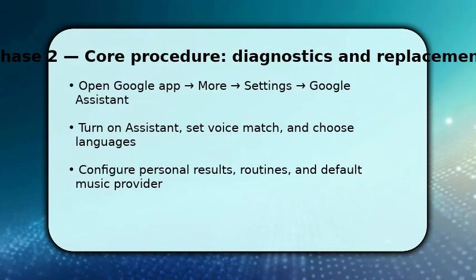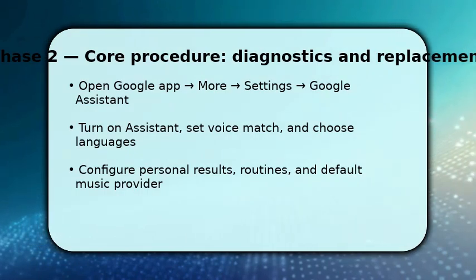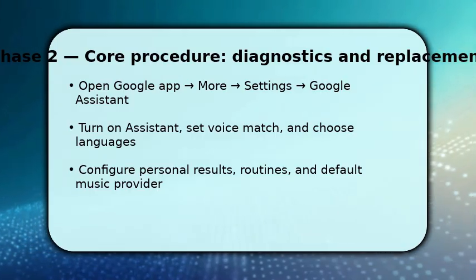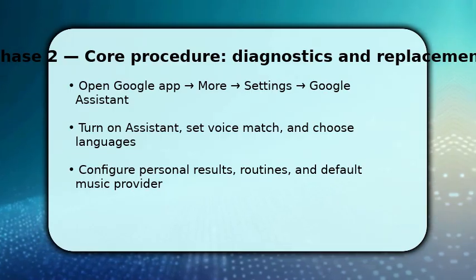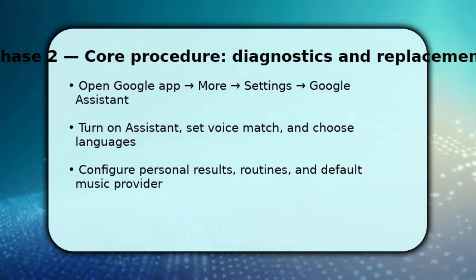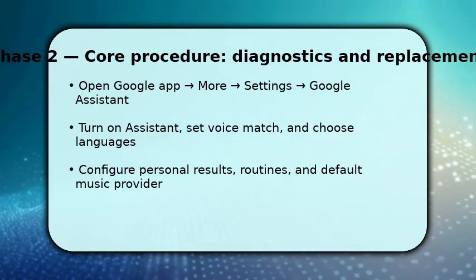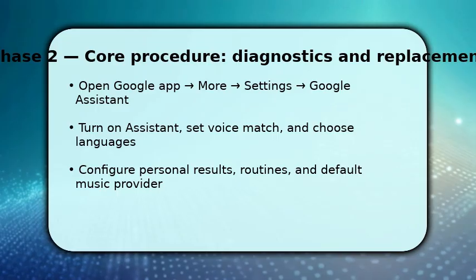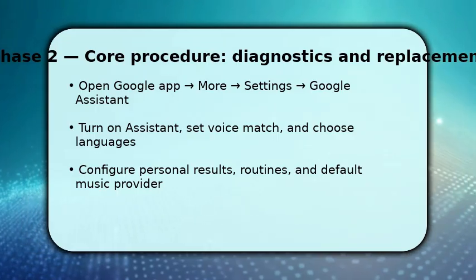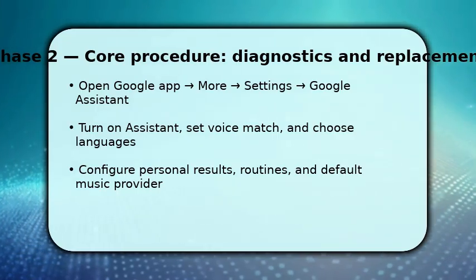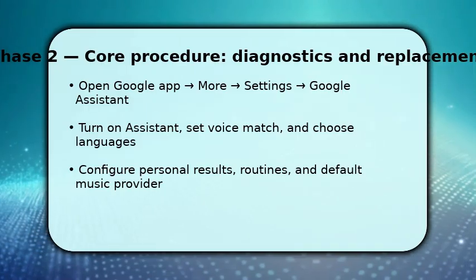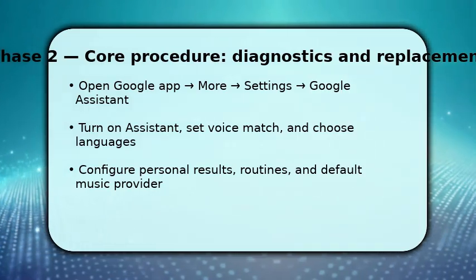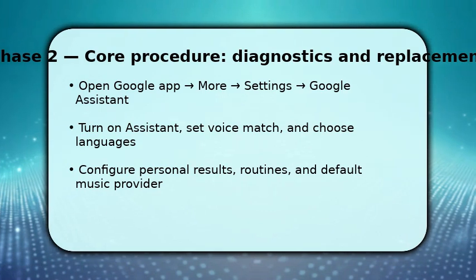Next, enable Google Assistant from the Google App settings. Tap More, then Settings, then Google Assistant. Turn the toggle on and follow prompts to set voice match so Assistant recognizes you. This improves personalization and secures sensitive info. Choose 1 or more languages to match your speech. Then configure personal results, set default media or navigation apps, and create a simple routine like Good Morning. These steps customize behavior so Assistant acts the way you expect during daily use.